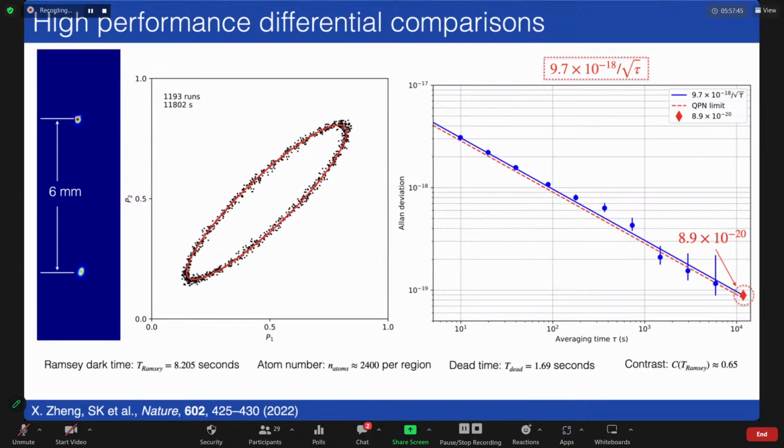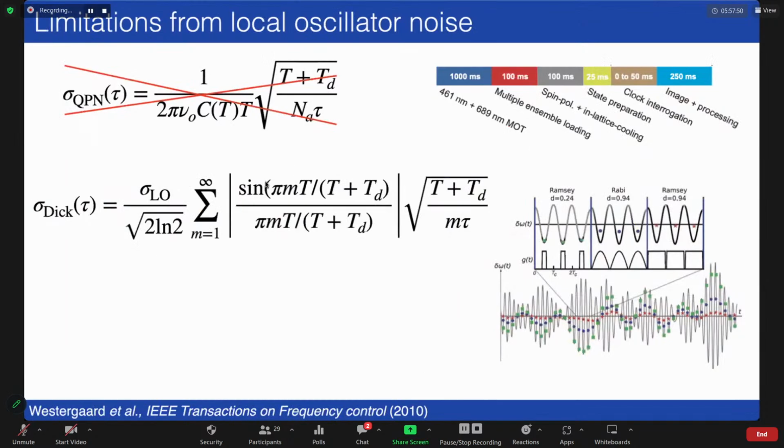There are different ways to understand it, but the issue is basically that we're not always measuring what the local oscillator is doing. There's dead time where we have to reload our atoms. And anytime you have dead time, you end up aliasing this high frequency laser noise. You can't tell the difference between high frequency noise and low frequency noise anymore. And so you end up aliasing down a lot of this high frequency noise, and that swamps your quantum projection noise. So you just have more noise from the local oscillator than you do from the atoms, and you don't benefit from more atoms anymore.